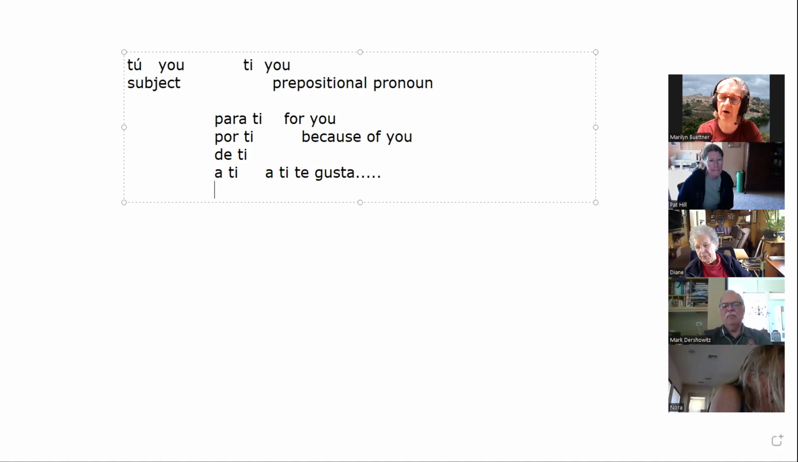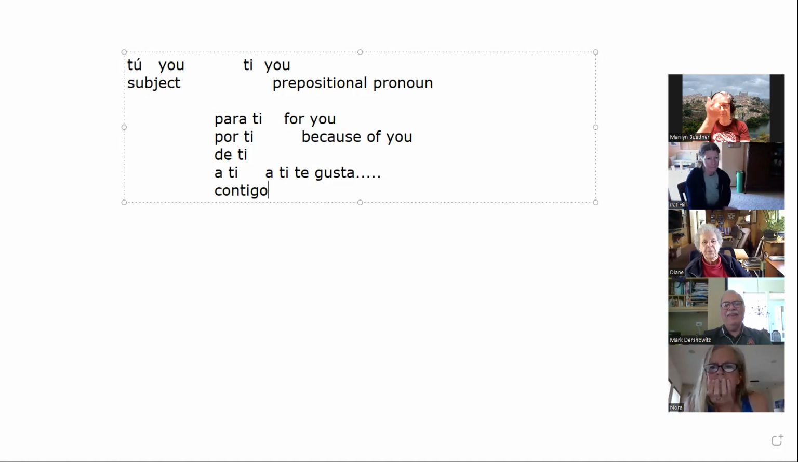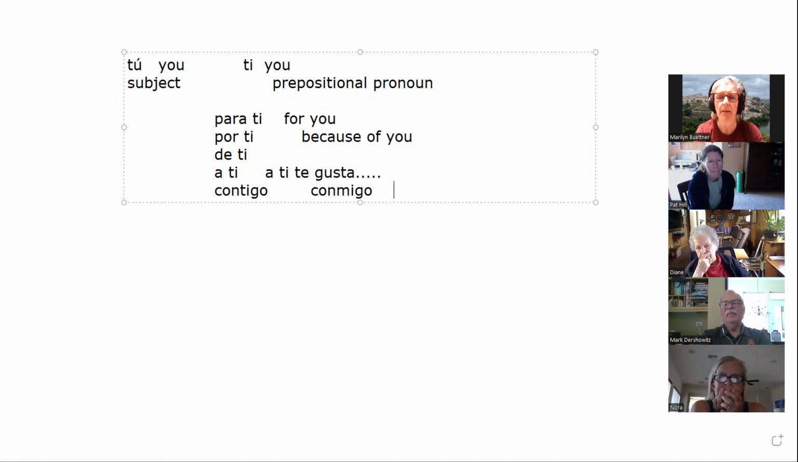With this one, con, it won't be conti, it'll be contigo. It does a little blip there. There's an odd one, but yeah, this preposition con gets a special word all its own, contigo. With other things, it sometimes does too, conmigo. But everything else will be regular. Con él, con ellos, con nosotros. Yeah, it does the same thing.